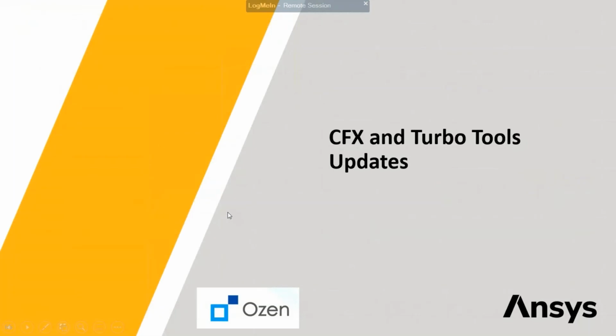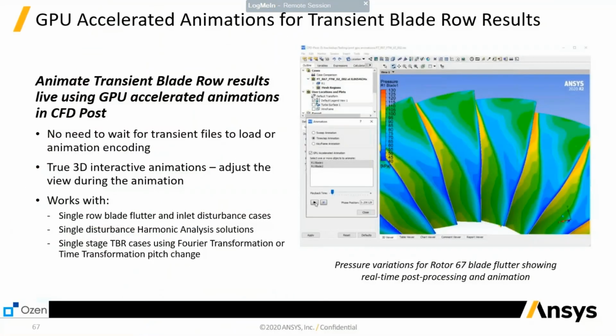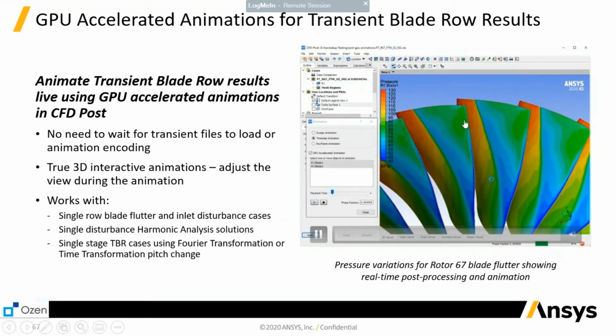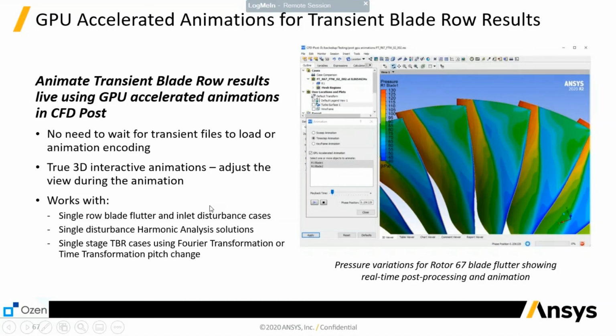There also have been some improvements in CFX and turbo tools. As you know, CFX is very popular, especially in turbomachinery design. I'll go through those very briefly as well. One thing is that now we have GPU accelerated animations for transient results. As you see, when you have the blade and you have the CFD on it, it has animation, and you can even move it, it's live. It has an animated look, which is more visual and satisfactory.